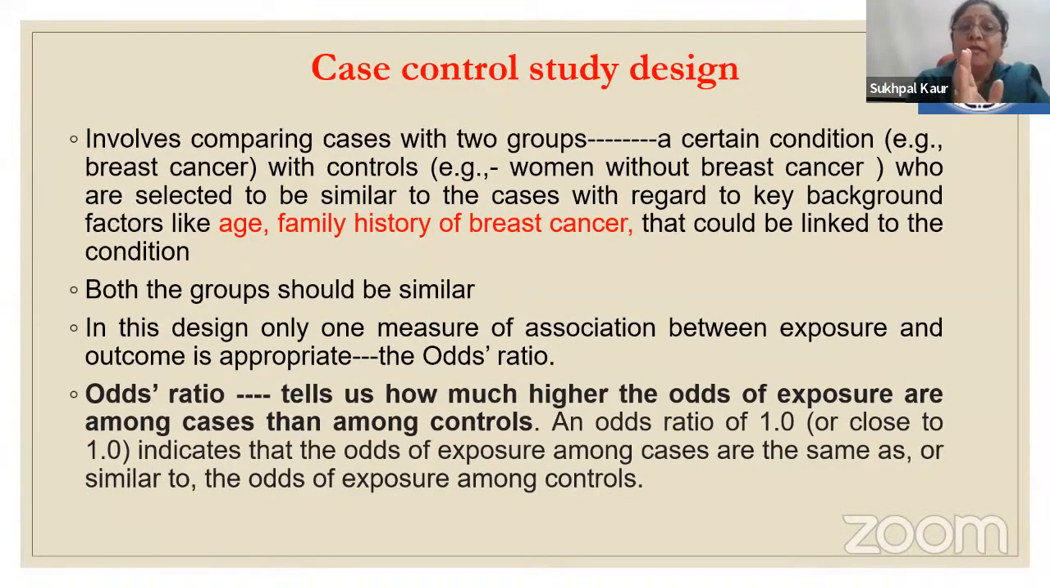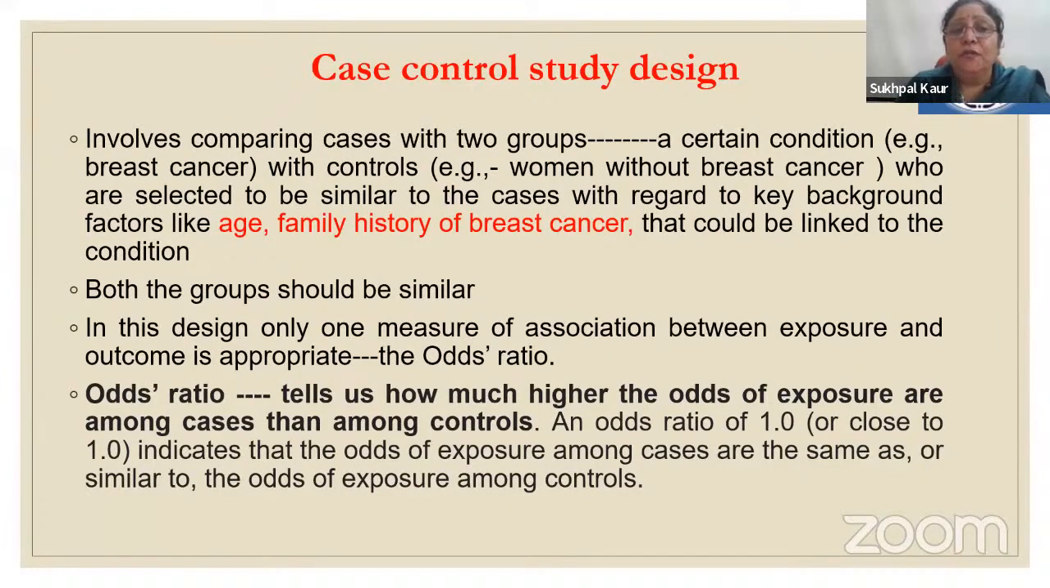So our controls, we need to match with the cases, and then we'll be asking for information from the cases as well as from the controls, and will be generating the inferences. So both the groups should be similar. In this design, only one measure of association between exposure and outcome is appropriate, which is called a ratio. So in a case control study, we need to understand this phenomenon, which is known as the odds ratio.